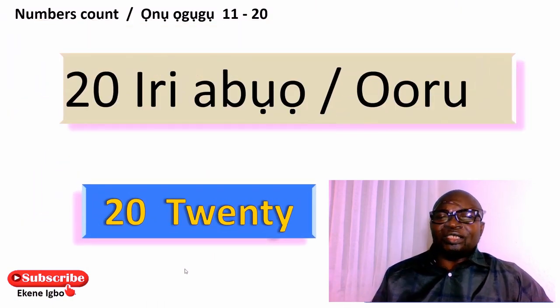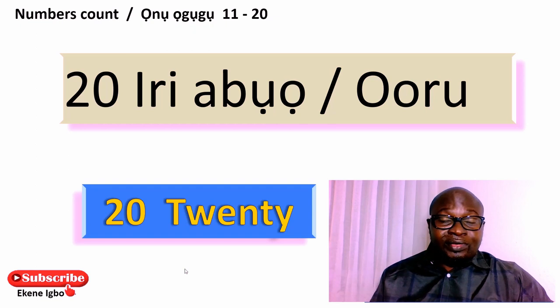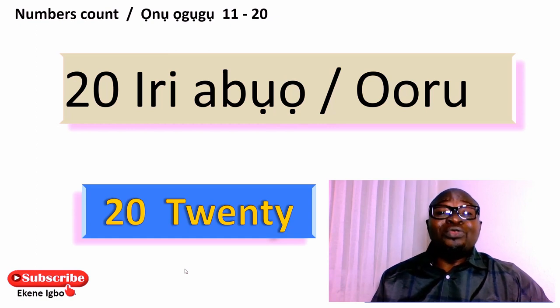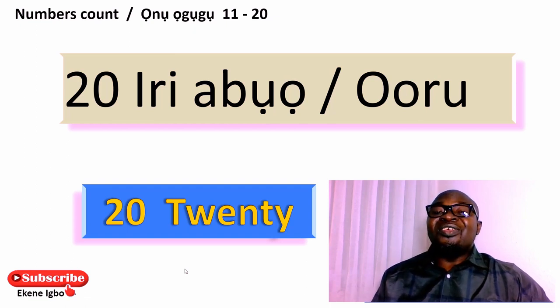So we go to 20. 20 is also with two dialects, because some people are used to different ones. So 20 in Igbo will be iri abuo or oru. Many people will always say oru. Oru is deeper. Most people who are not born in Igbo land will mostly use iri abuo, which is 10 into 2. But oru is the pure Igbo dialect. Oru.